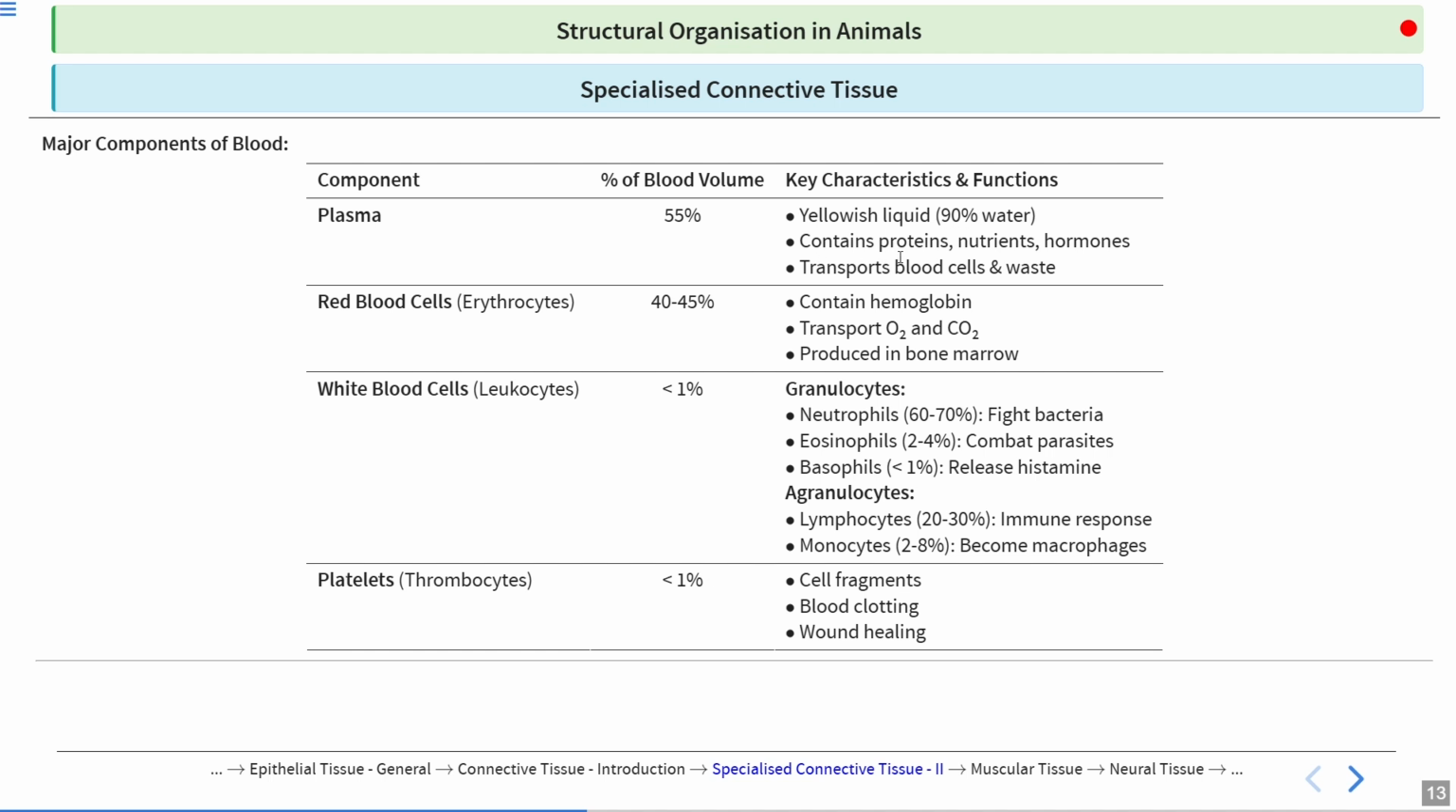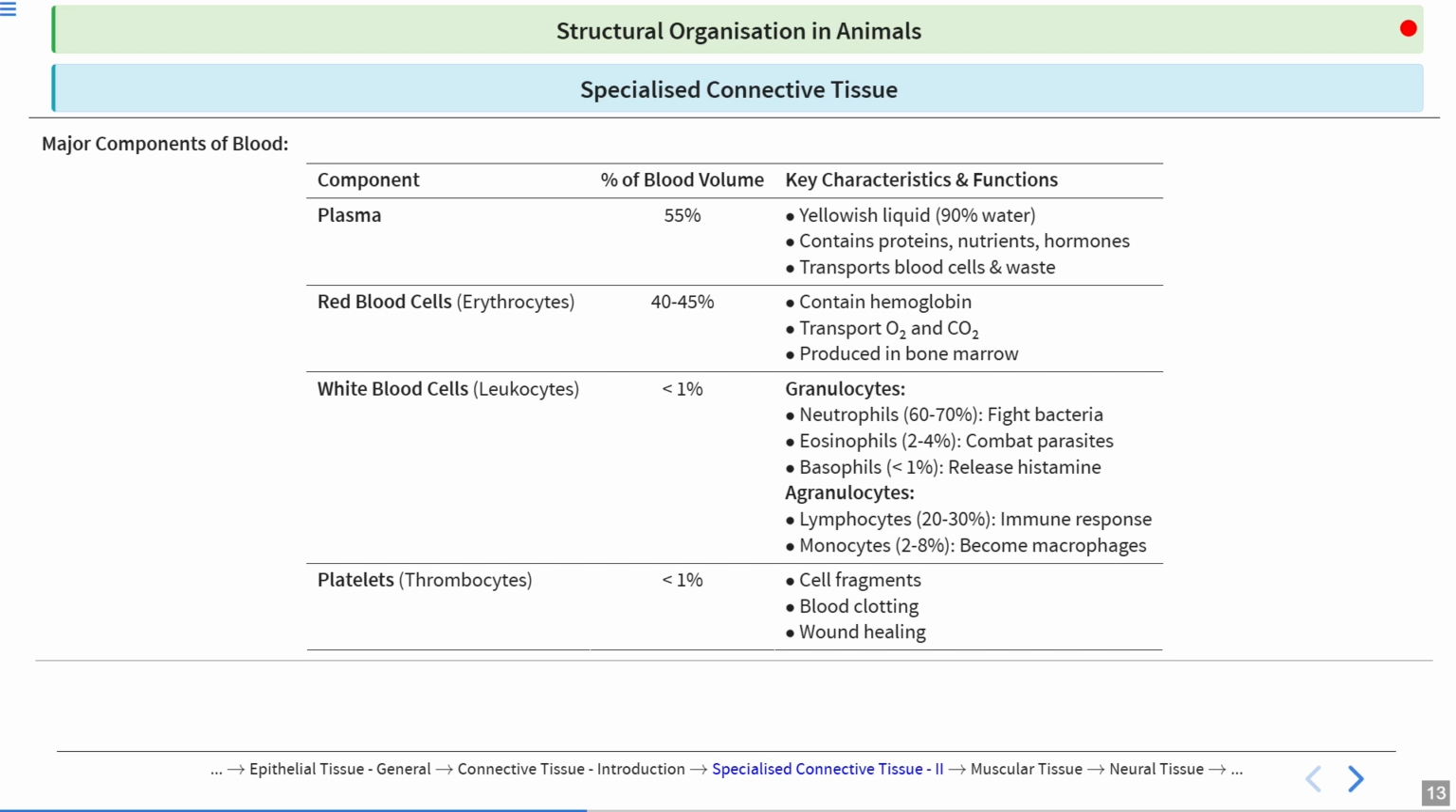It contains proteins, nutrients, and different hormones because the glands, the endocrine glands, they secrete the hormones. Where? In blood only. So in blood, one or the other hormone is always present, right? So hormone becomes a part of the plasma. Transport blood cells and waste, right? It helps in the transportation of blood cells and also the waste substances.